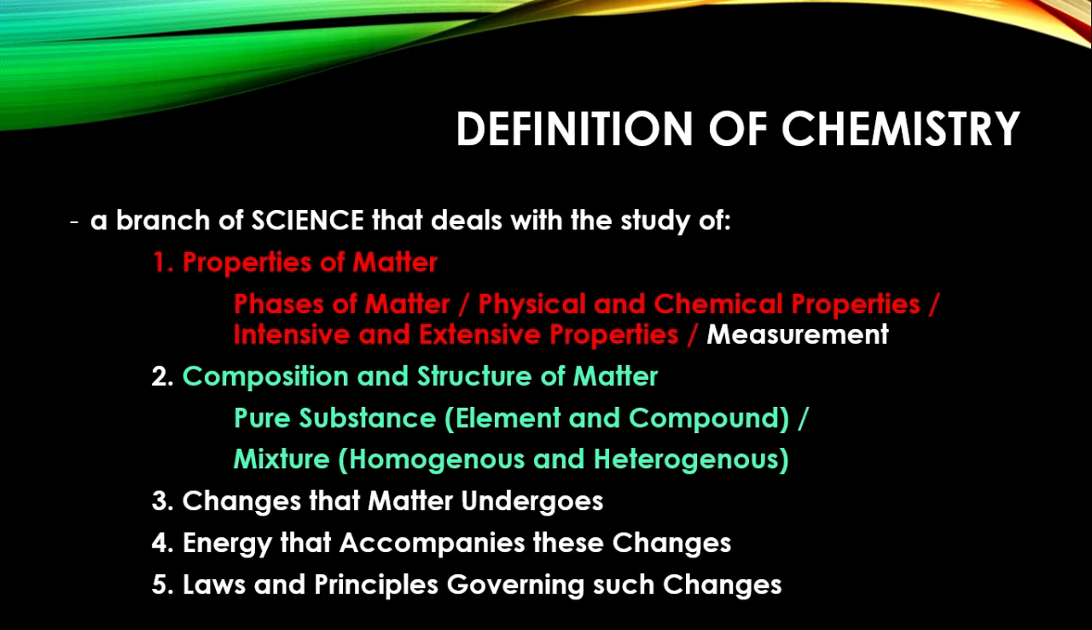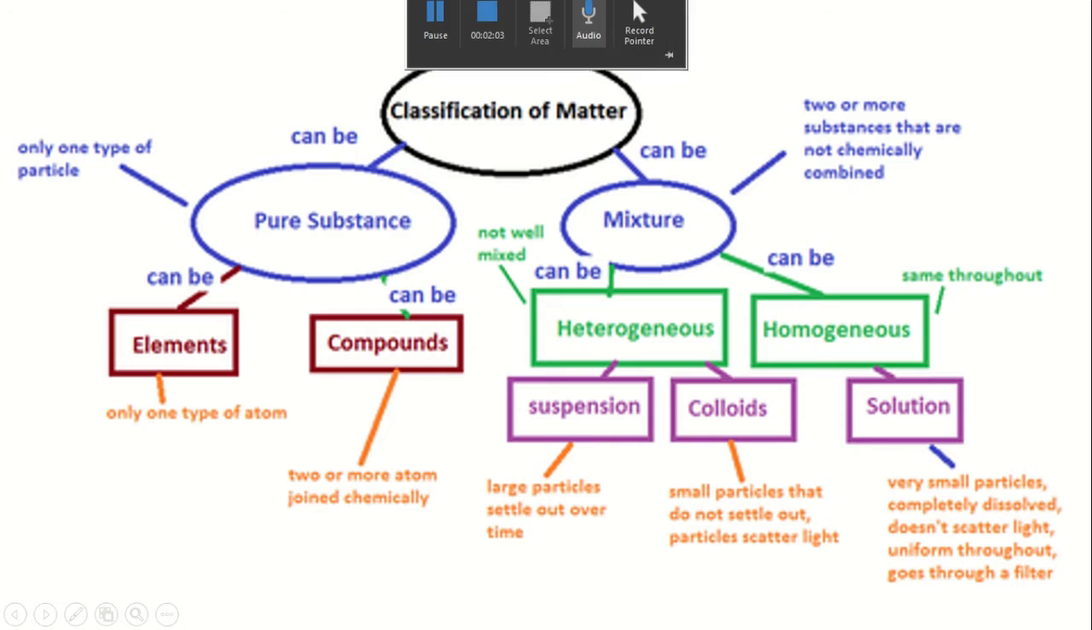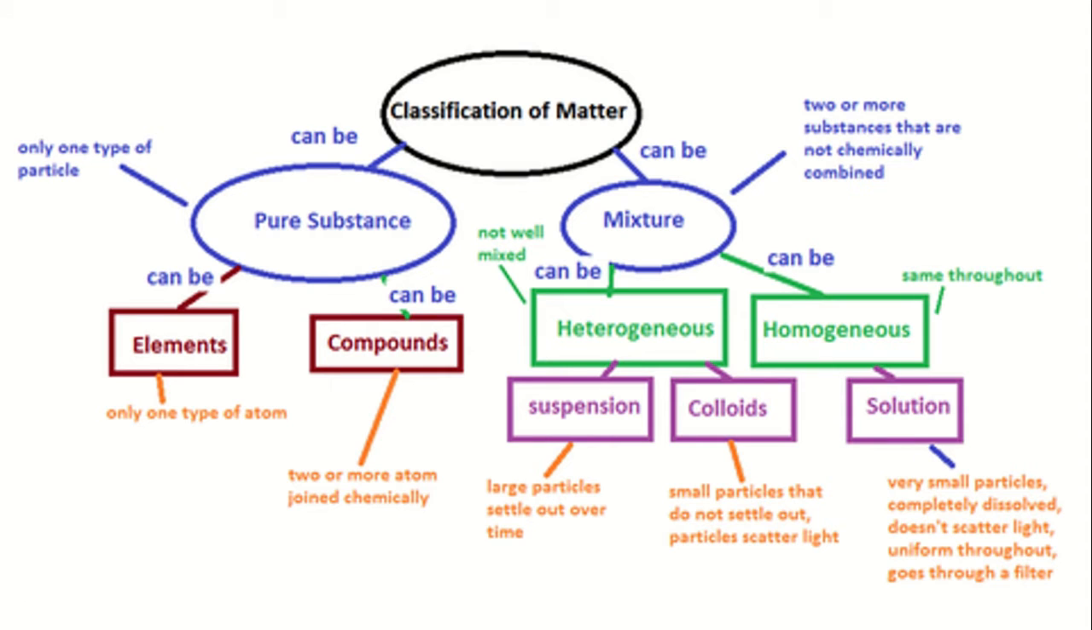The second one is the composition and structure of matter. Under this, we have your pure substance, which includes the element and compound, and mixture, which includes the homogeneous and heterogeneous mixtures. In order for us to better understand the classification of matter, we have this graph to help us. If matter were to be classified according to its composition, then matter could either be a pure substance or a mixture. Now, when we speak of pure substances, we are speaking of something that contains only one kind of matter.